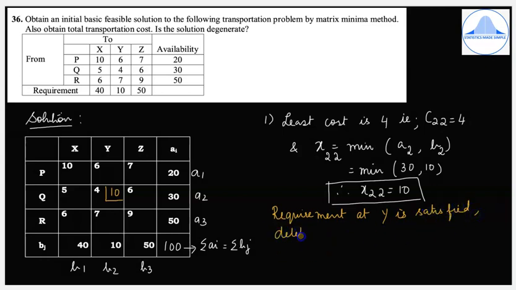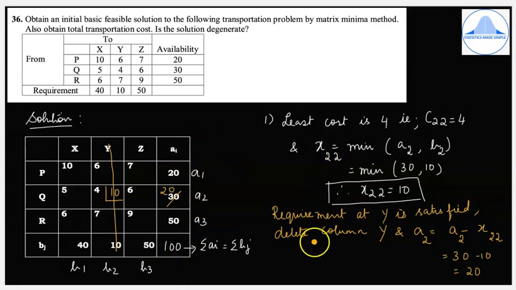So you have to delete column Y. I will delete column Y, and for this particular cell the availability will change now, and we write A is equal to A minus X. So A2 is equal to A2 minus the allocation which you just found out, that is X22, which is 30 minus 10, equal to 20. Then cancel out 30 and write 20. All the calculations can be shown in one table itself, but because I don't have space in this slide, I will rewrite the table again in the next slide.